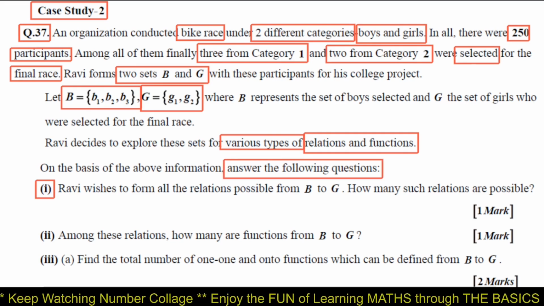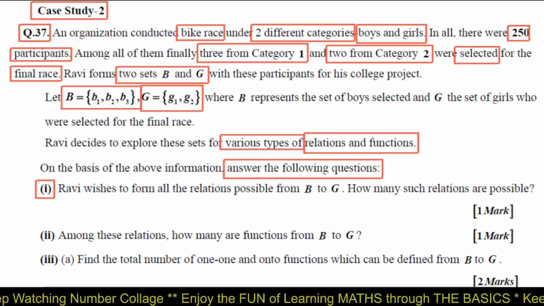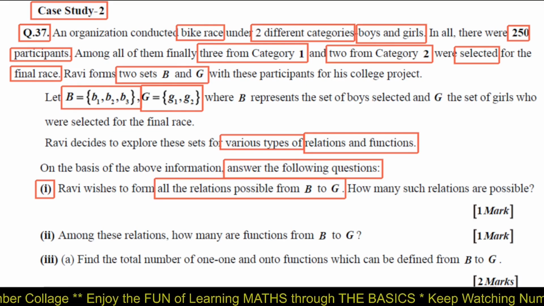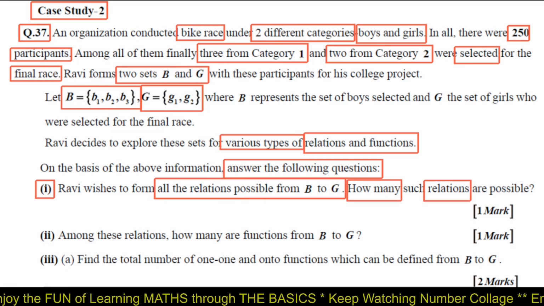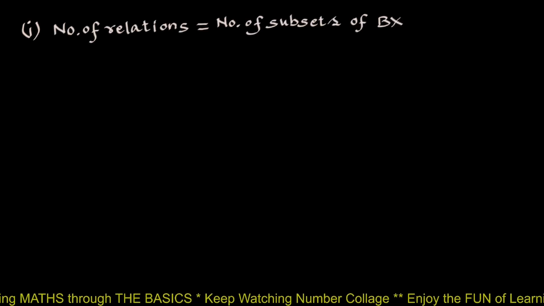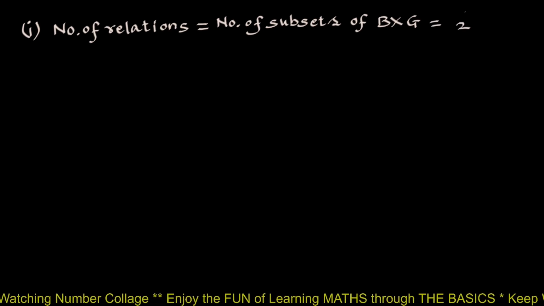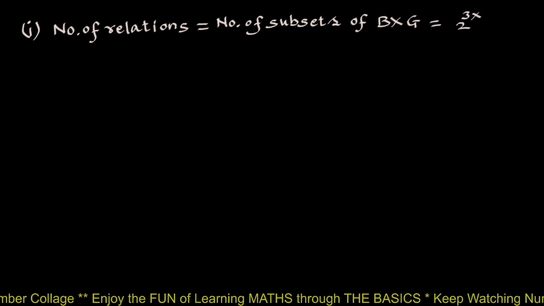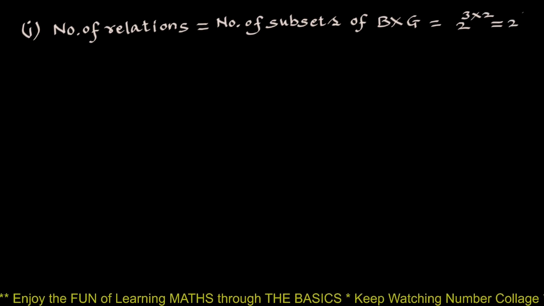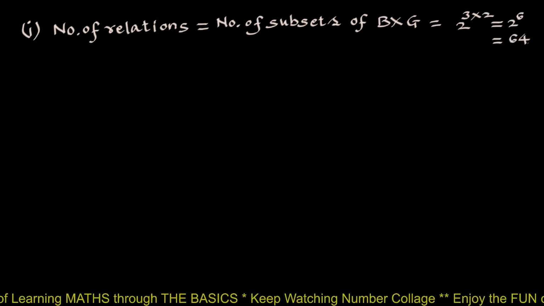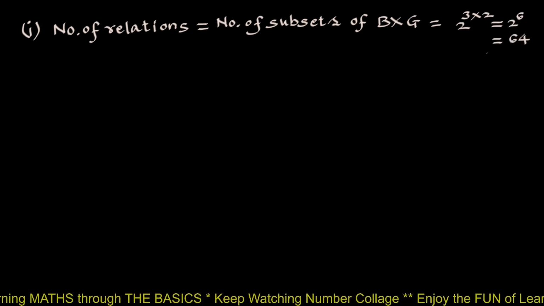Question 1. Ravi wishes to form all the relations possible from B to G. How many such relations are possible? Answer: The number of relations will be the number of subsets of the Cartesian product B cross G, which is equal to 2 raised to the power number of boys 3 into number of girls 2, that is 2 to the power 6, which is 64. So 64 relations are possible.